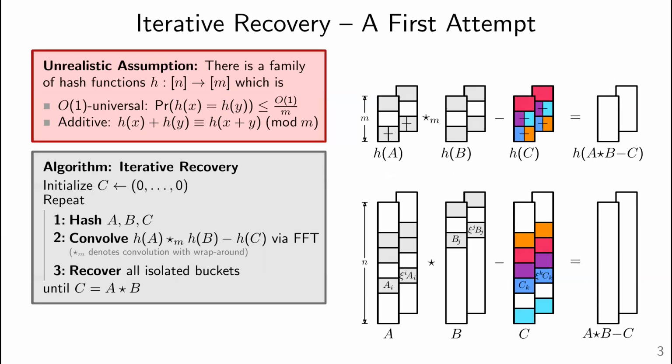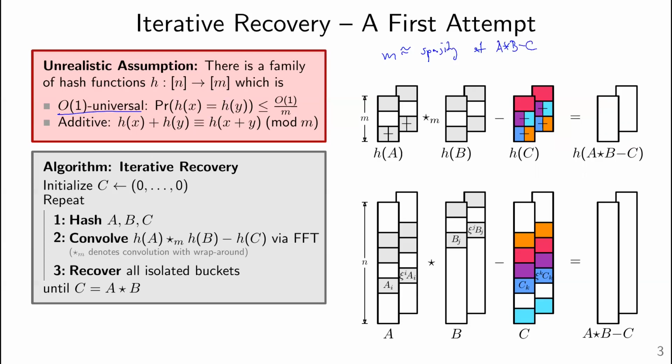Okay, so you can see that with this approach, as long as we can guarantee that in every step, half of the remaining entries are identified, this process eventually terminates and outputs the correct vector. And to guarantee that at every step, half of the coordinates are actually identified, we exploit the constant universality of this hash function. So you always pick m to be roughly the sparsity of A star B minus C.